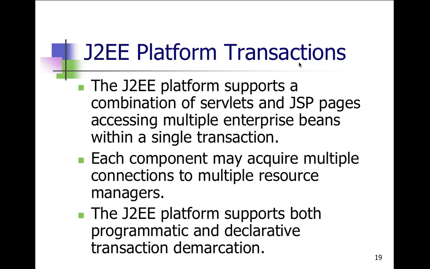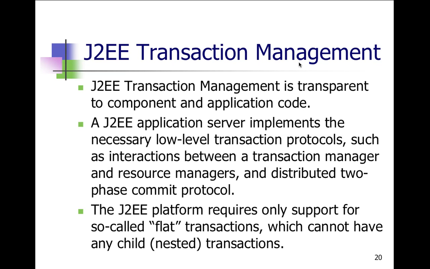So we can mark the component pieces as part of a particular transaction, check to see if they all worked, then commit or roll back depending upon what we're looking at. The transaction management is transparent to the component and the application code. It's the resource manager in essence. The J2EE application server implements the necessary low-level transaction protocols, such as interactions between the transaction manager and resource managers, and the distributed two-phase commit protocol. So it does it for us, and we don't actually have to think of any of these manual concepts.